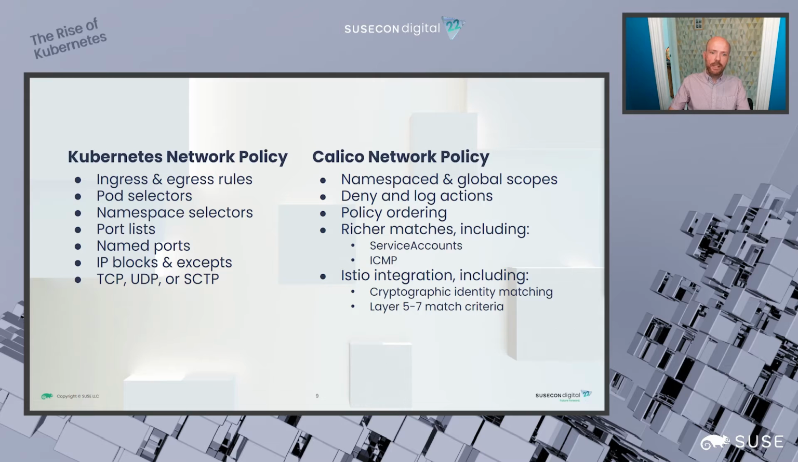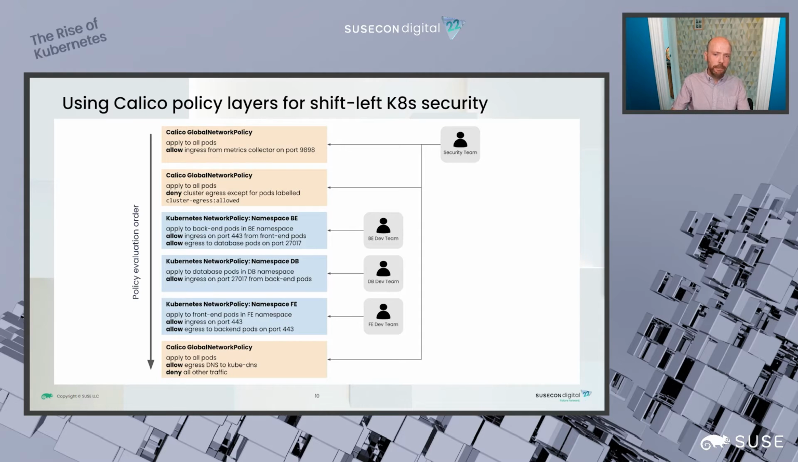So on the left, we see the features of a Kubernetes network policy. I'm not going to reel off that list. You can read, and there's limited time. But on the right, you've got Calico network policy, and you can see that it adds a global scope, it adds a deny action, and it adds policy ordering, as well as lots of other useful features. Now, the reason I highlight those particular features is because policy ordering and global scopes allow something very important that matters a lot to many organizations at this moment, which is shift left security policy.